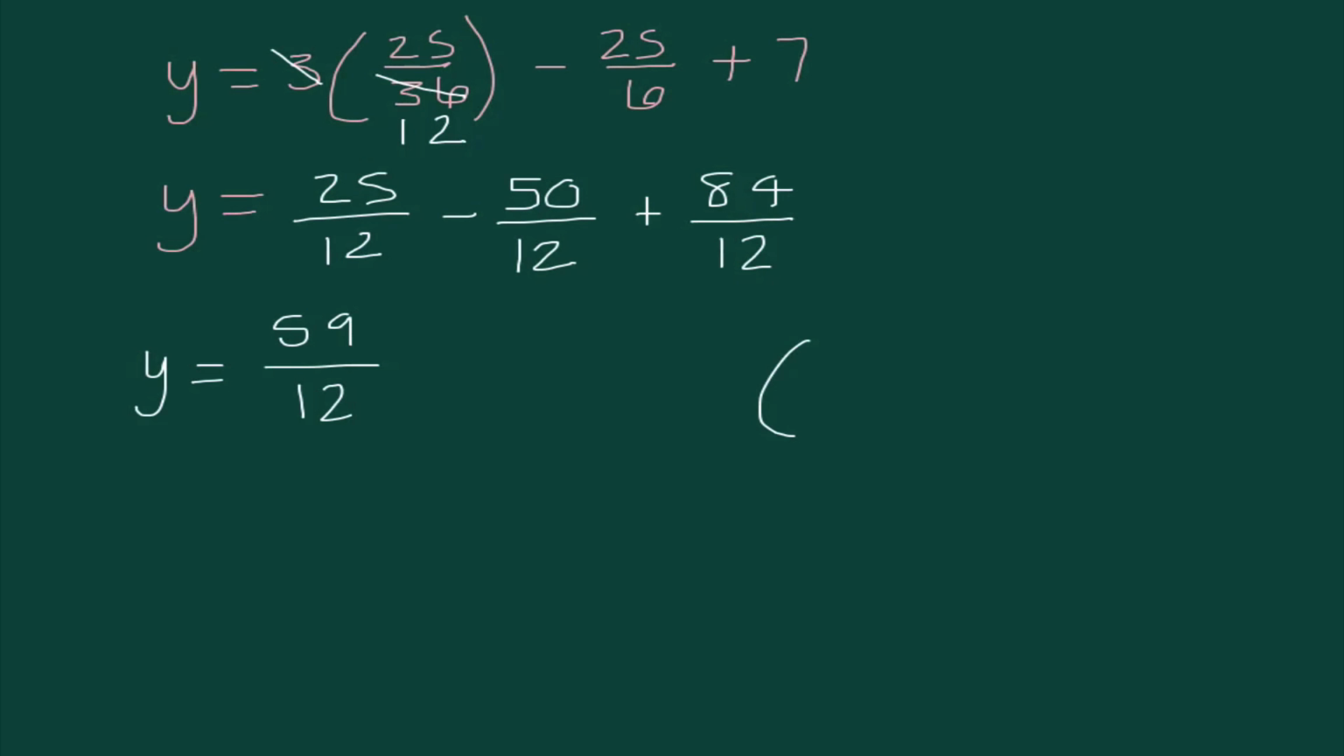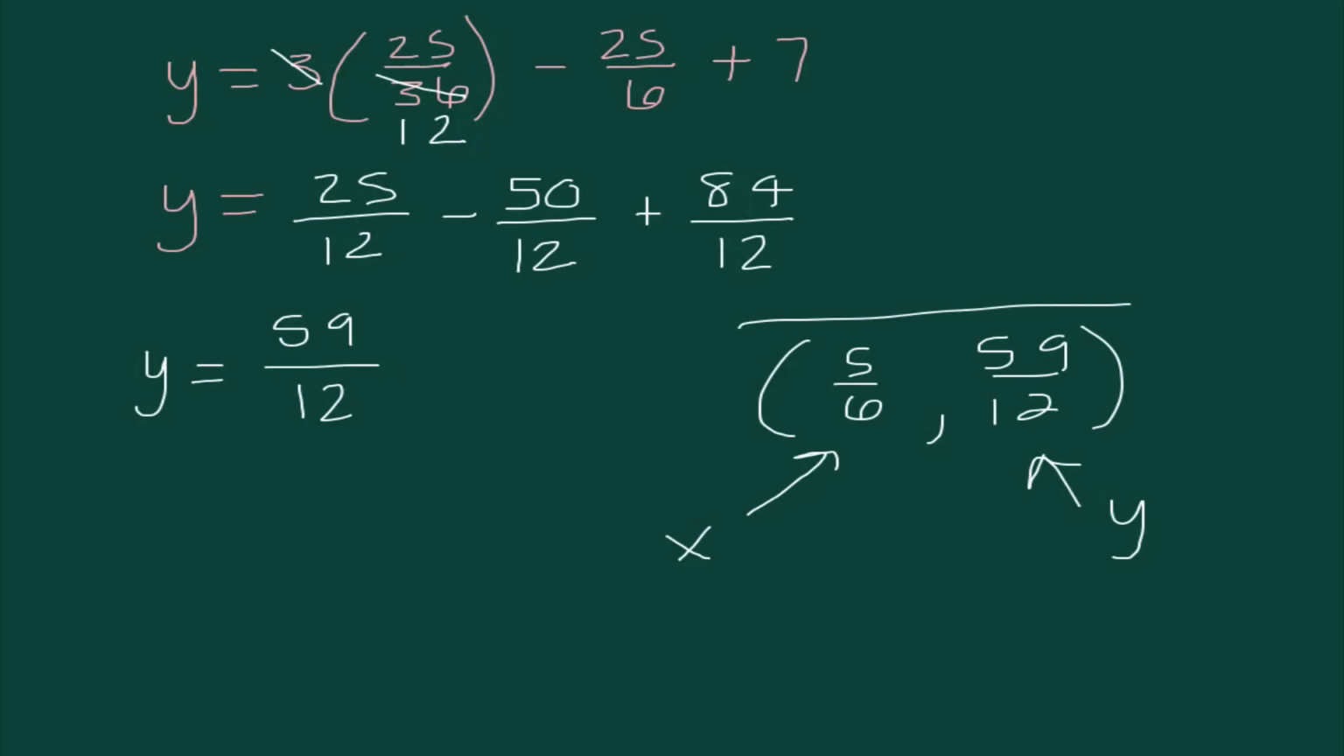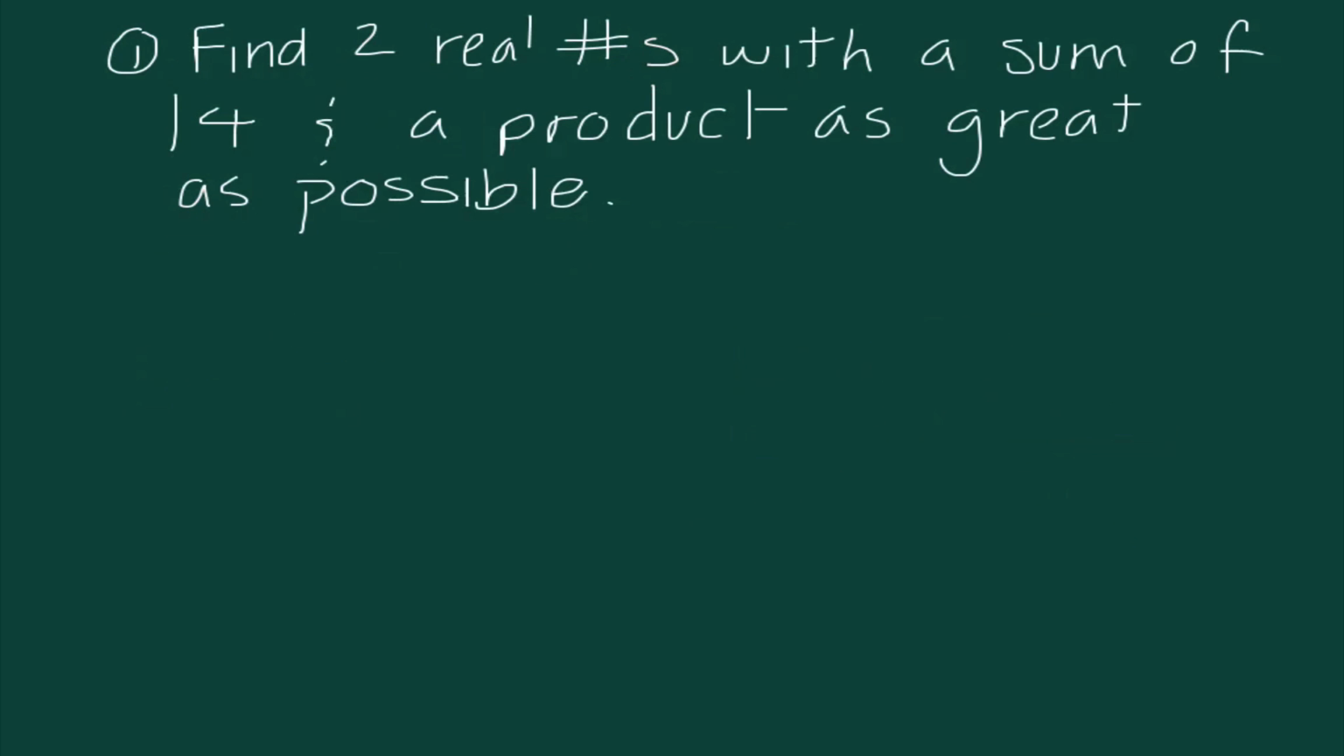So that means that our vertex is 5/6, 59 twelfths. And so we know this is the x value of our vertex, and this is the y value of our vertex. So that is just an alternate method to find the vertex of a quadratic function.